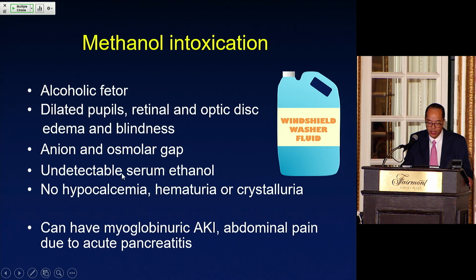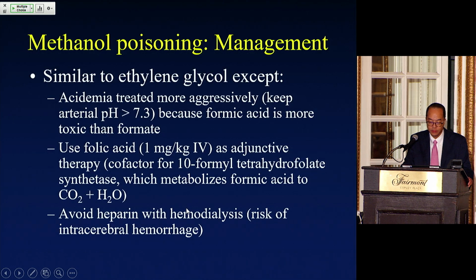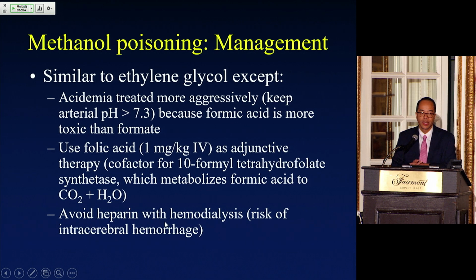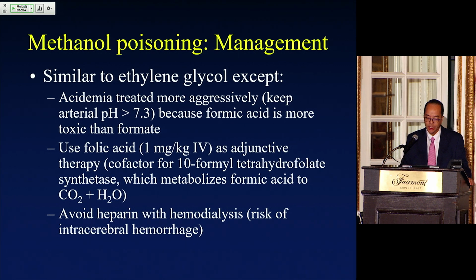Patients do not have detectable serum ethanol levels. And unlike ethylene glycol, they don't have hypocalcemia, hematuria, or crystalluria. Some of the more unique things to methanol is it can cause rhabdomyolysis, and it can cause acute pancreatitis. The treatment for methanol poisoning is the same. So you're inhibiting here alcohol dehydrogenase's metabolism of methanol to formic acid, which is the toxic metabolite. And it's also easily dialyzed.